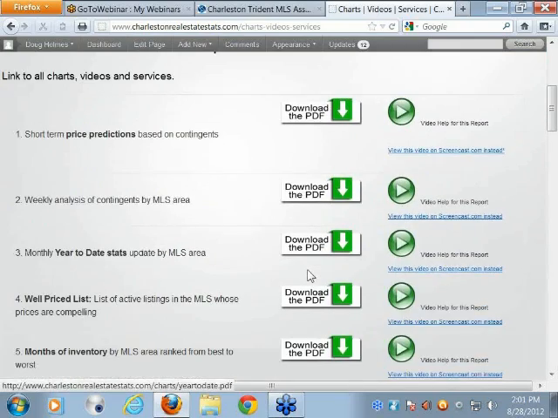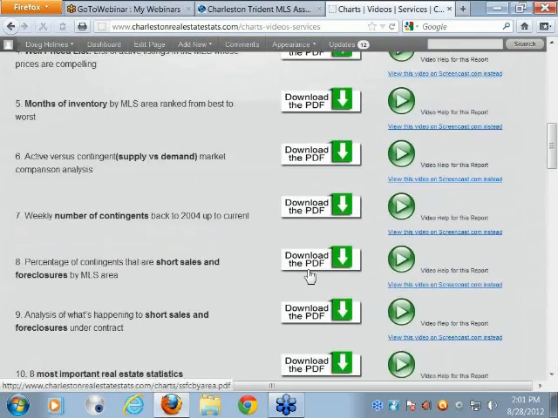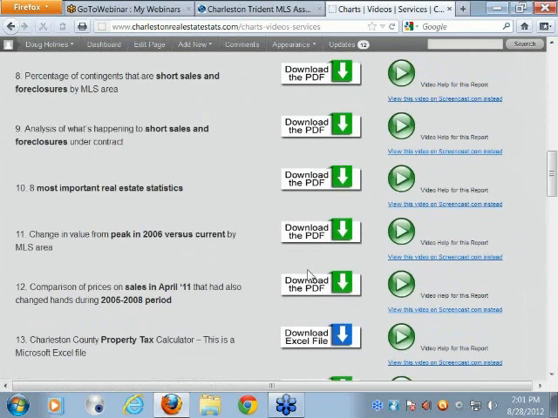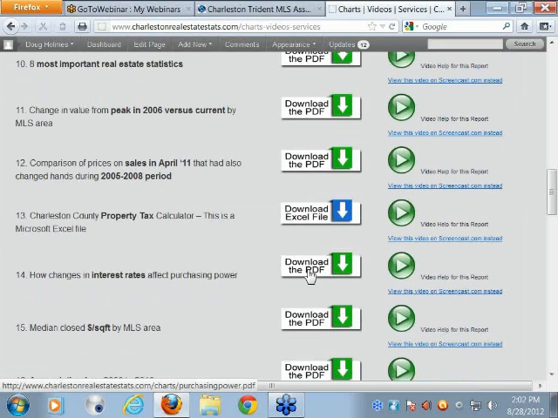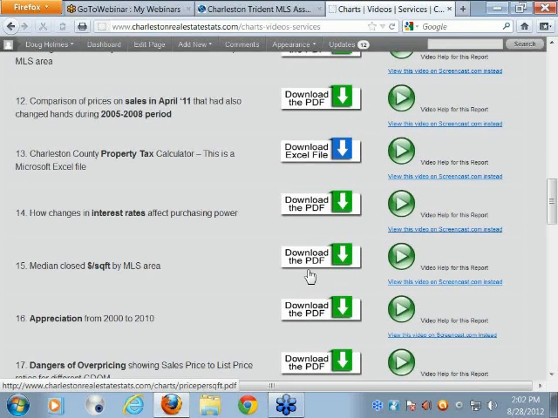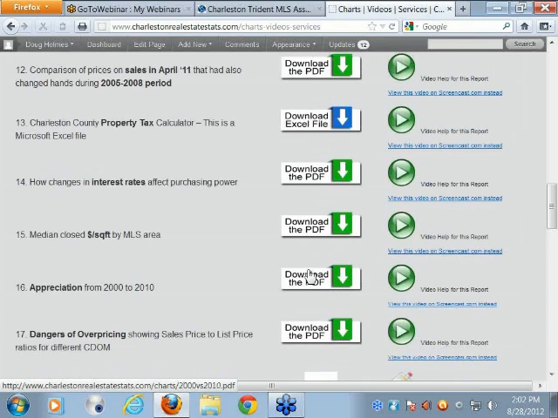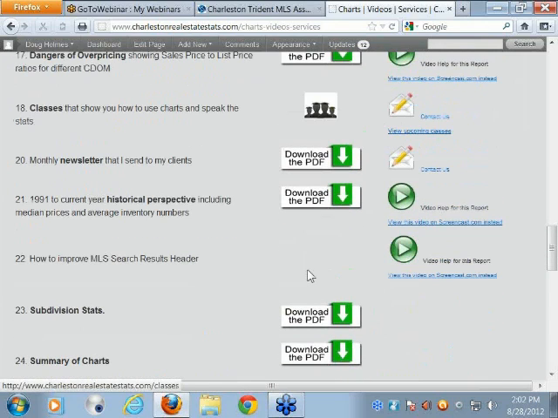And there are about 20 to 25 different charts here that you might find useful in marketing your business and in making sure that you get the right prices on listings, and making sure that your buyers don't overpay for the properties that they're buying. Maybe give you some kind of power to reason and argue with the other agent as to why your offer for a buyer is appropriate. I also have some videos of each one of the charts, but I also have some videos that might be important to you today.